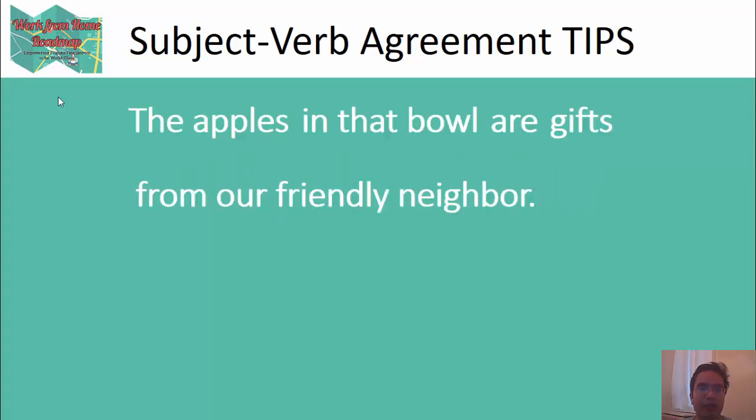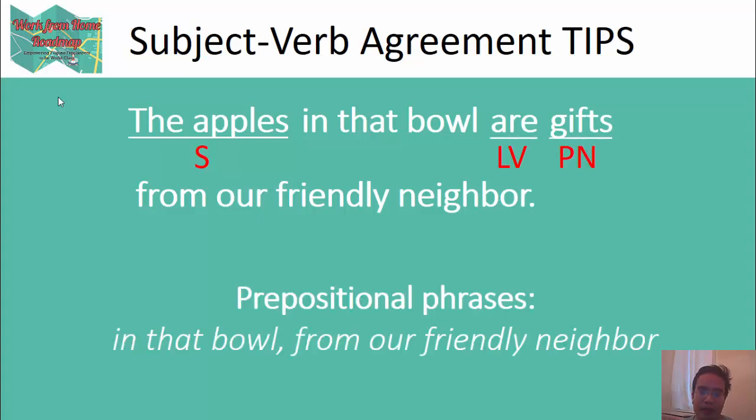Let's look at more examples. The apples in that bowl are gifts. The apples is a subject, are is a linking verb, gifts is a predicate noun. There are 2 prepositional phrases in this sentence, in that bowl and from our friendly neighbor. If we just say the apples are gifts, that's already the complete sentence, which has the same idea as this sentence. But these 2 prepositional phrases just add detail. In that bowl adds details to apples, and from our friendly neighbor adds details to gifts.